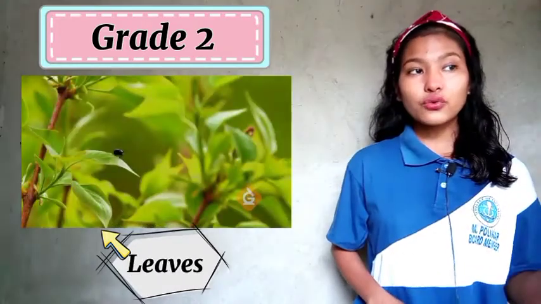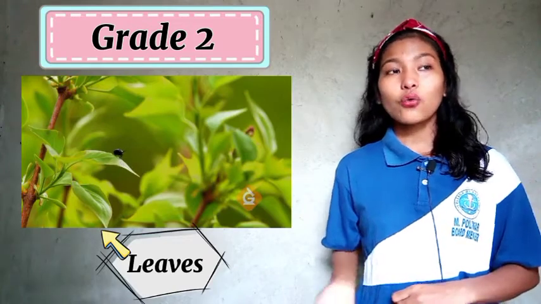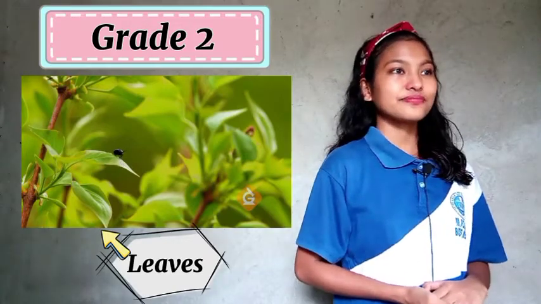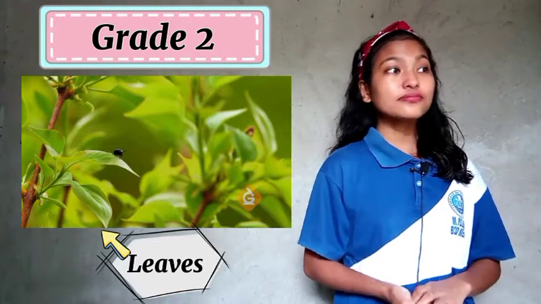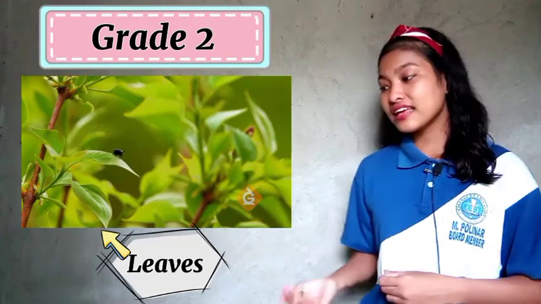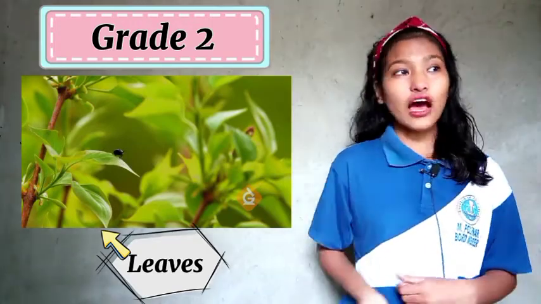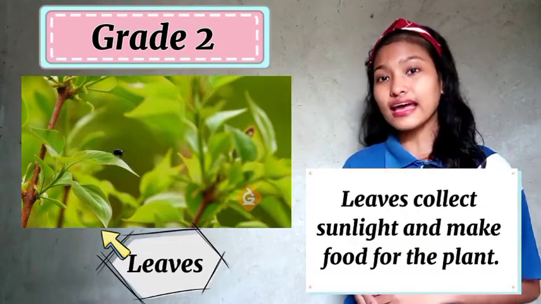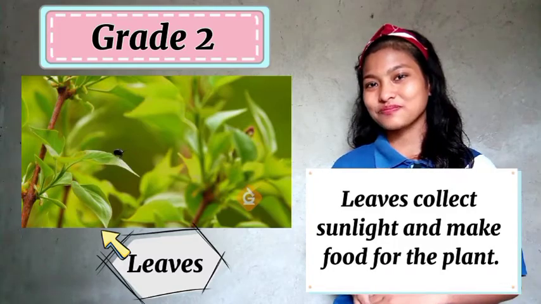Now, for the third one, we have this part of the plant. What is the function of this? Anyone, can you give me the answer? Very good. This part is what we call leaves. And the function of leaves is to collect sunlight and make food for the plant.